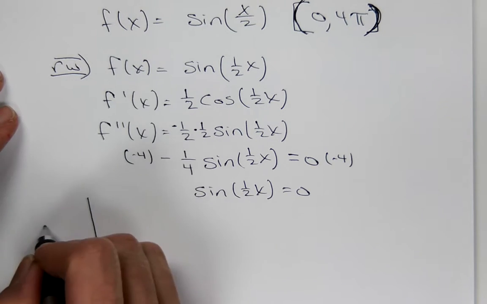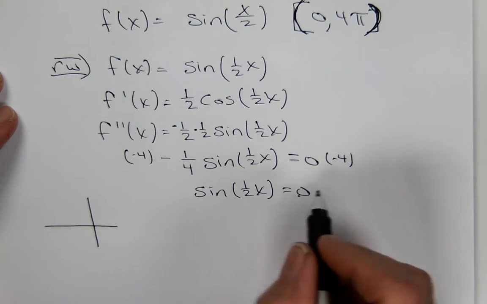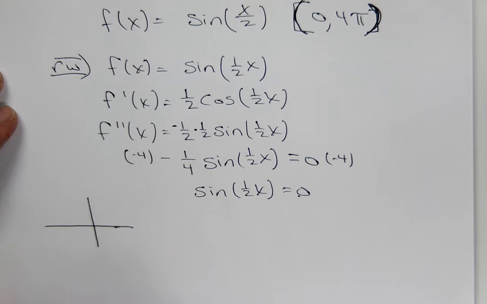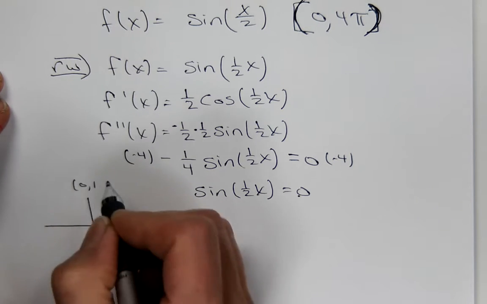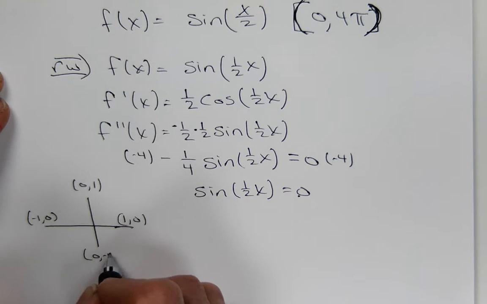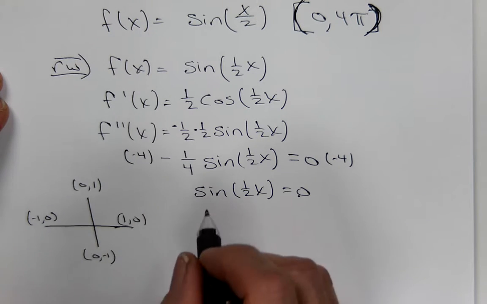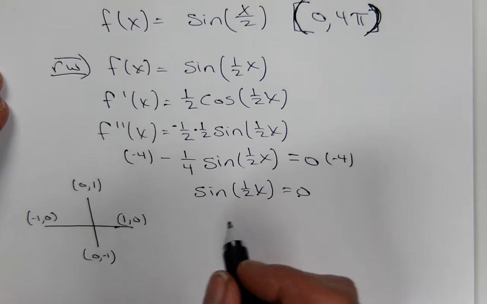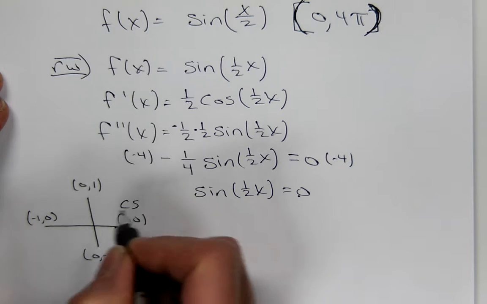And I want to know at what angle on the unit circle the sine is 0, and I set the angle that I have equal to those angles. So remember that sine and cosine only achieve the value of 0 on an axis. So we have (1, 0), (0, 1), (-1, 0), and (0, -1). And we're going from 0 to 4 pi, and so that's 2 full rotations. So here for sine to be 0, it's going to be at 0 and pi.